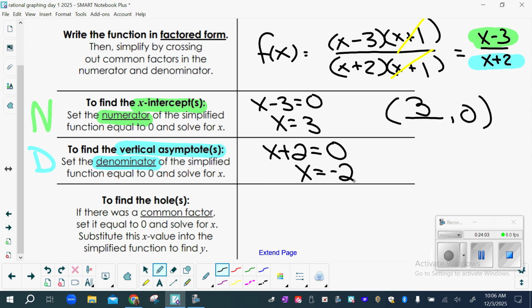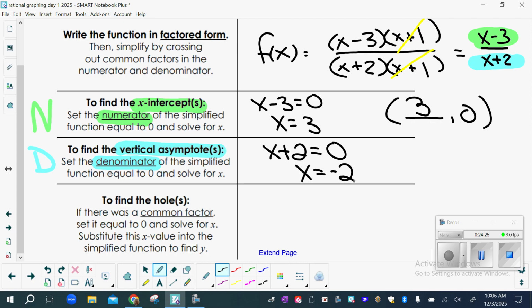When I go to graph it, I will go to the x line. I will go to negative 2. I will make it go up and down, and I have just put in my asymptote. It's that easy. So hopefully right now you realize we haven't really done any math. The only place we have to do any baby math is with a hole. So now we're going to find the hole.